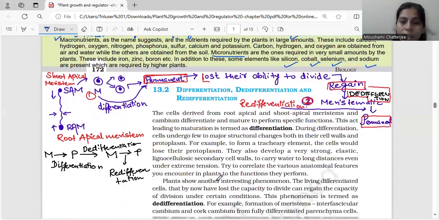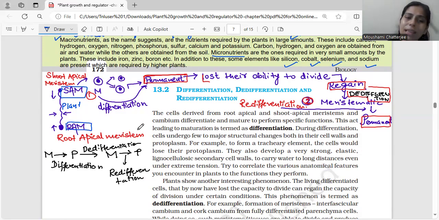Conditions for growth. Now we need to understand a few important things, which is very, very important over here, which is the differentiation and re-differentiation. All right. This is very, very important. What is differentiation? Dedifferentiation and re-differentiation. Very, very important. Now we already know that a plant has the shoot apical meristem, which we call SAM, or root apical meristem, which is RAM.